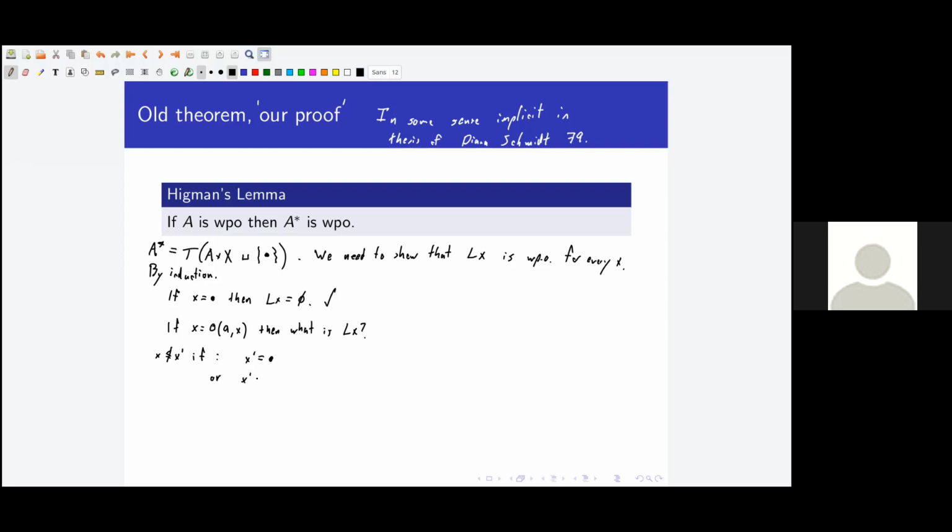Another possibility is that it also has a first element. Oh, there's a little typo here. Of course, the string has a first element and then a proper substring. These things are supposed to be well-founded. So the other possibility, if this second string is not empty, is that it has a first element and then the rest of the string.